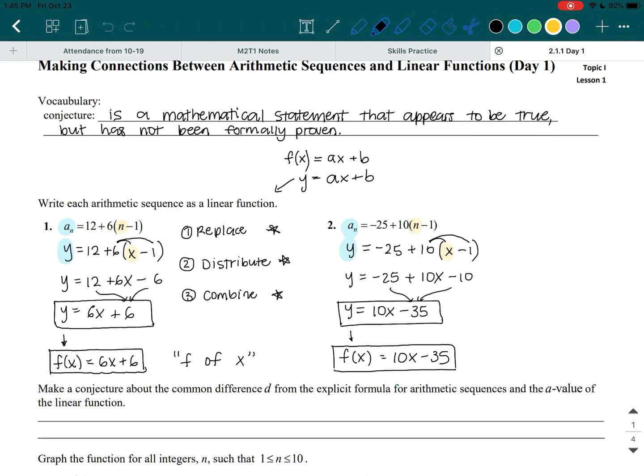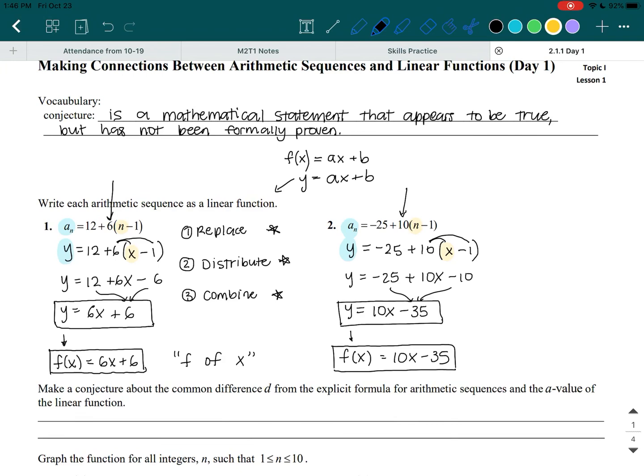All right, moving on to the next section, it says to make a conjecture about the common difference d from the explicit formula for arithmetic sequences and the a value of the linear function. So let's remind ourselves what the d value even is. The d value is this number over here, which is your common difference. So it's a number that you're adding or subtracting every single time in your arithmetic sequence.